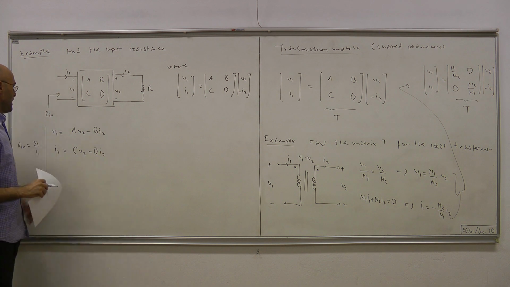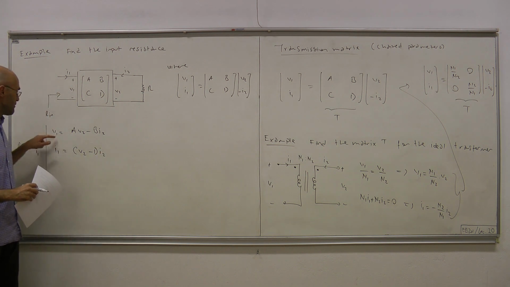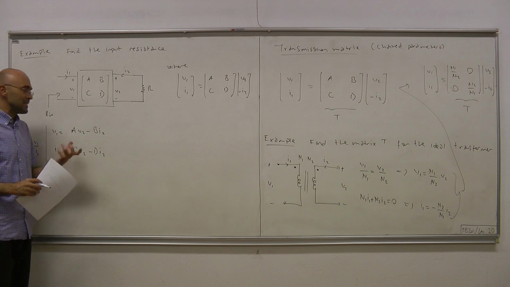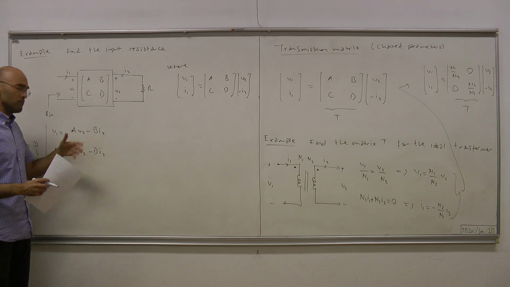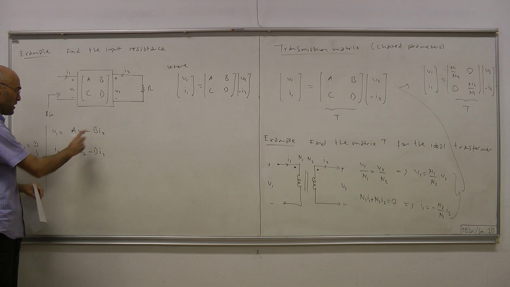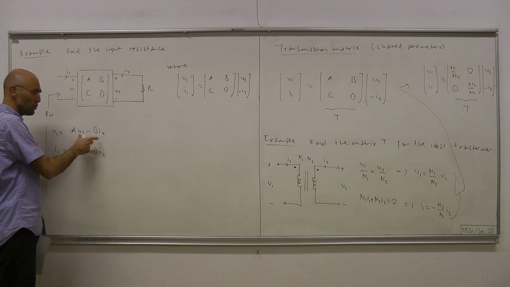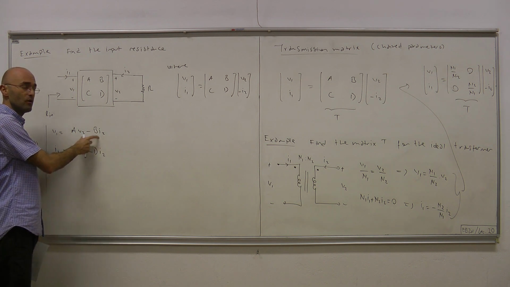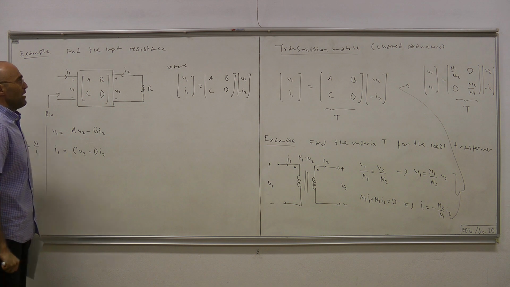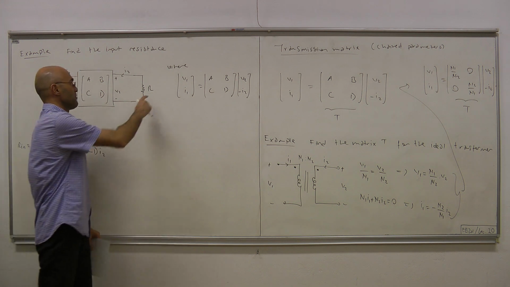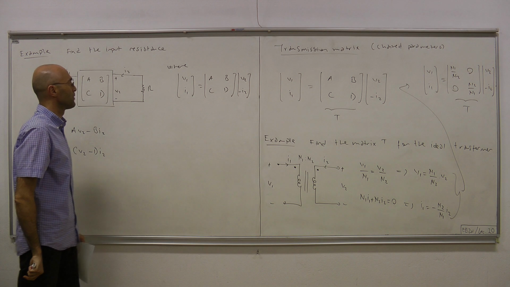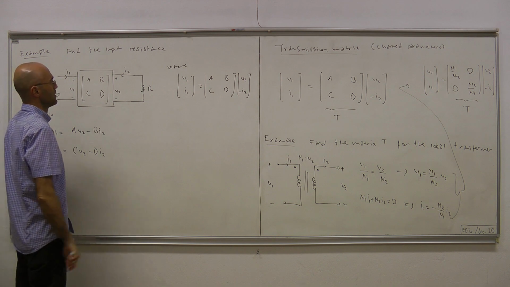Okay, and then if you take the ratio now, V1 over I1, note that you cannot get rid of V2 and I2 by cancellation, because we have two different variables, V2 and I2. So what we have to do is something else, and that something else comes from the Ohm's law for that resistor.